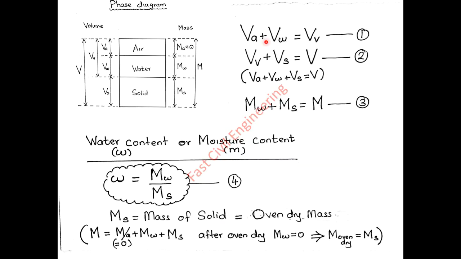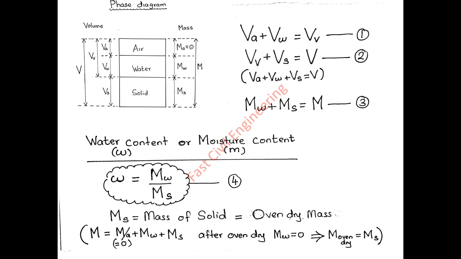Volume of air plus volume of water is equal to volume of void. Equation number 1. Volume of voids plus volume of solid is equal to total volume. Equation number 2. This means volume of voids plus volume of solid equal to total volume.